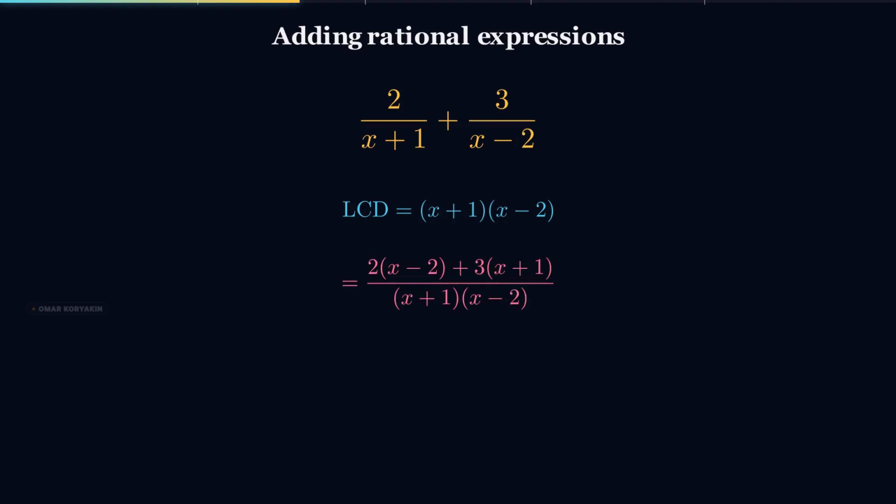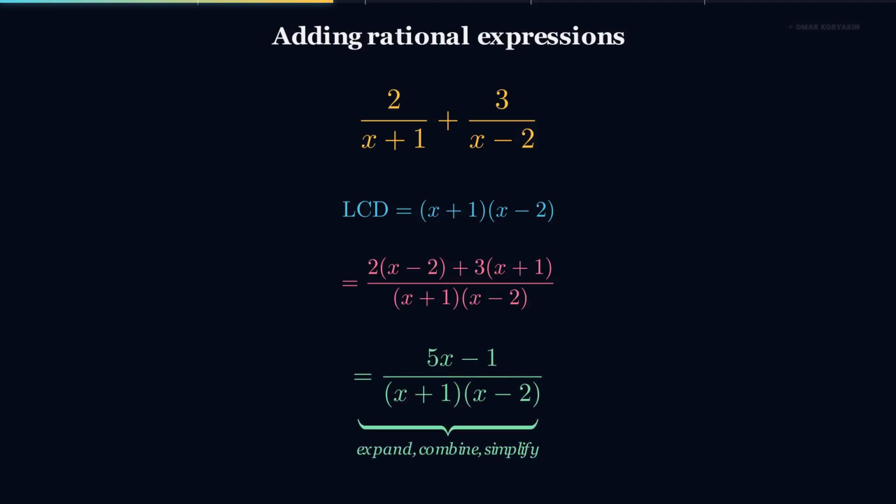Combine the numerators. 2 times x minus 2 gives 2x minus 4. 3 times x plus 1 gives 3x plus 3. Add them: 5x minus 1. The combined fraction is 5x minus 1 over the LCD. Simplify if possible. Check whether the numerator and denominator share a factor. 5x minus 1 does not factor over the integers, so no cancellation. The final answer is 5x minus 1 over x plus 1 times x minus 2.